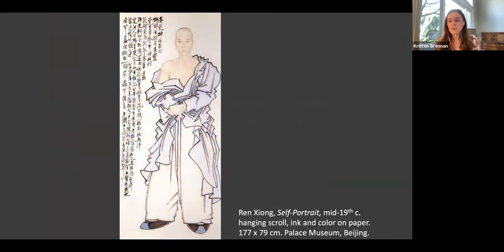Now, similarly, going back to Ren Xiong, he's drawing on some of these portraiture conventions as well. Accuracy in the face, right? The schematized body that seems to be in sharp contrast.